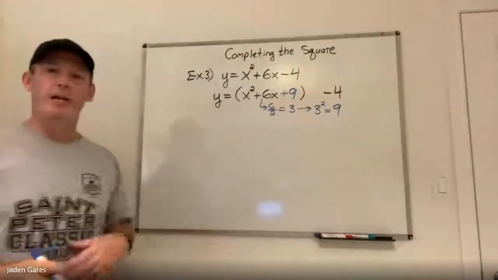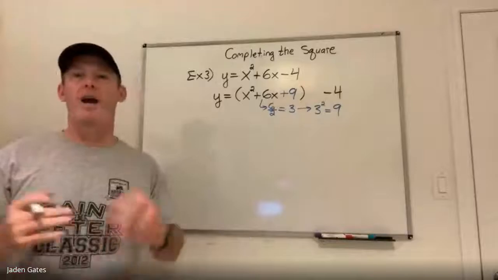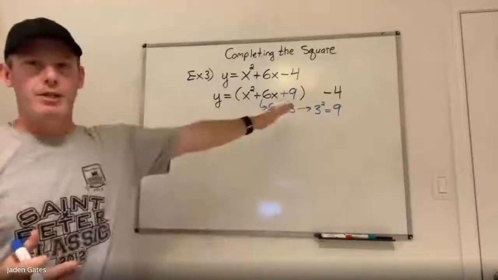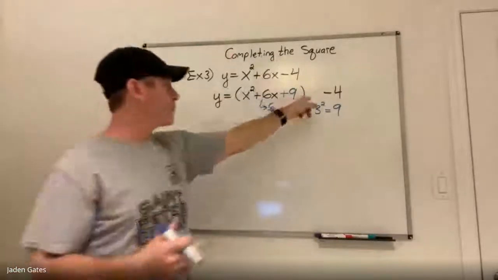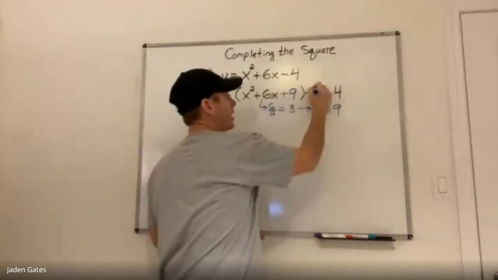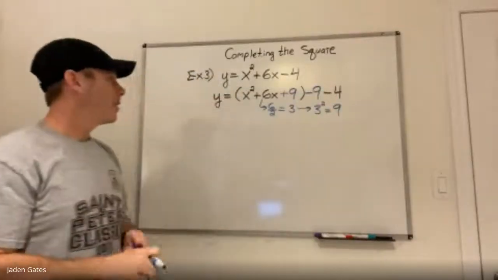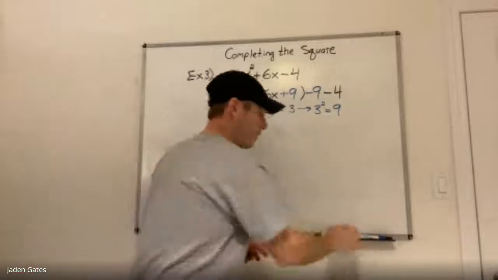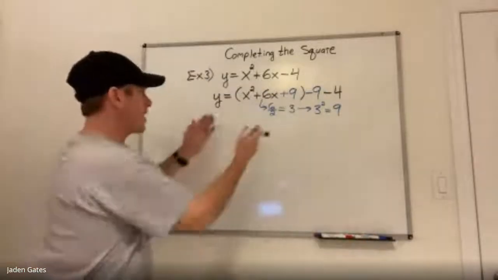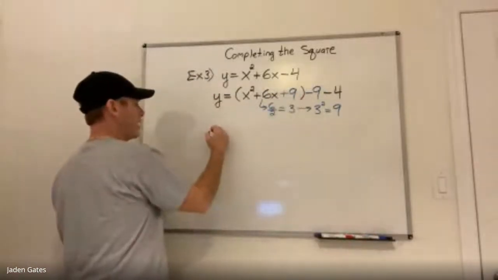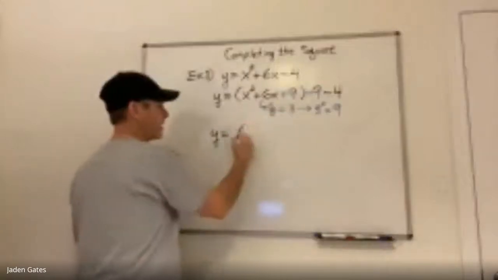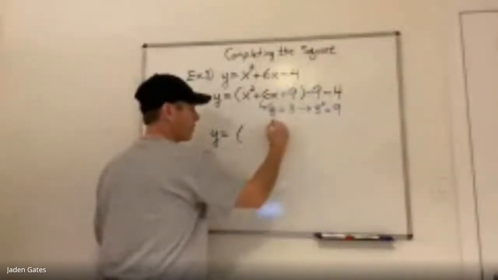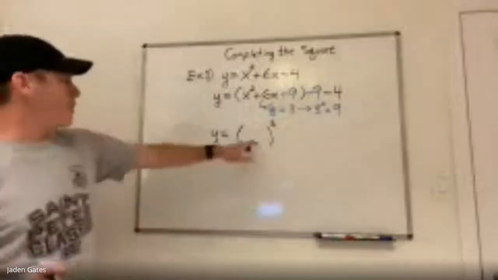But again, I can't just randomly throw a 9 in. I have to balance things out. So when I put a plus 9 in, on the outside here, I got a minus 9. Now, what I can write is that part in round brackets as the x minus h squared part. So it's going to look like a binomial squared.